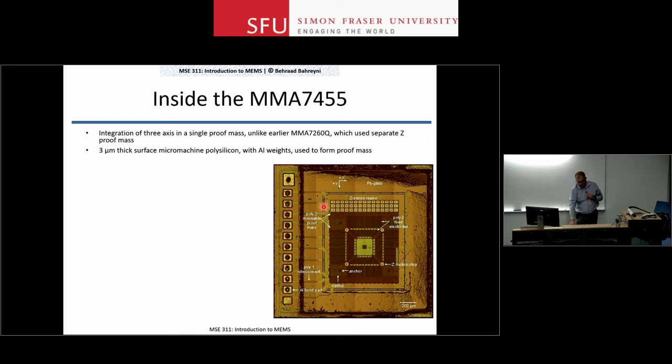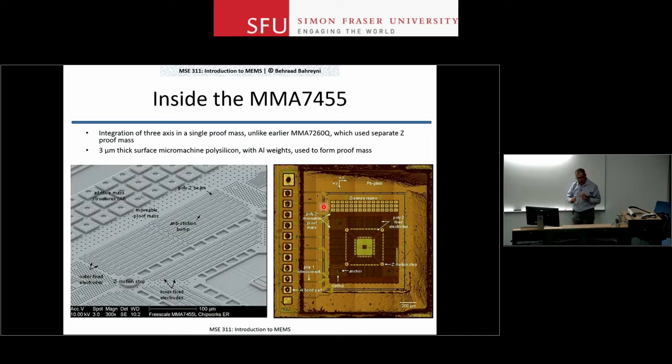So here's another smart thing they did. They put a bunch of weights onto the proof mass. These are aluminum weights. By putting weight, I mean that they deposited a layer of aluminum and patterned it properly so that at the end of the story you're left with these extra weights on your proof mass. This way they increase the mass of their proof mass.